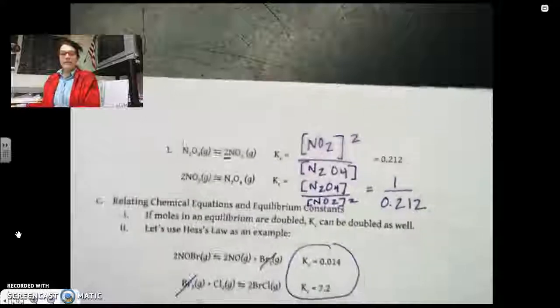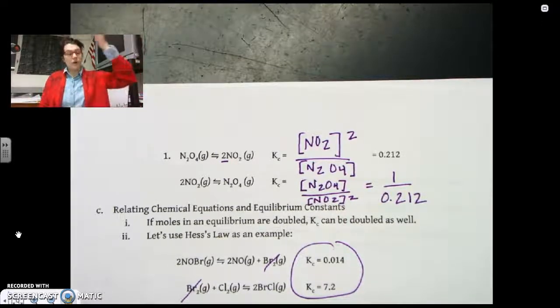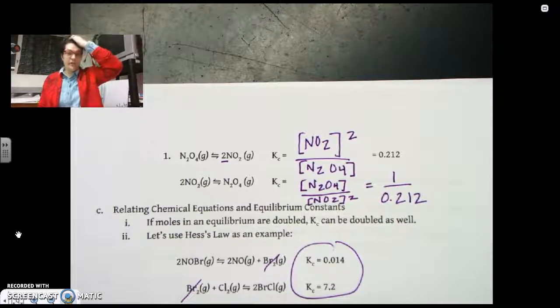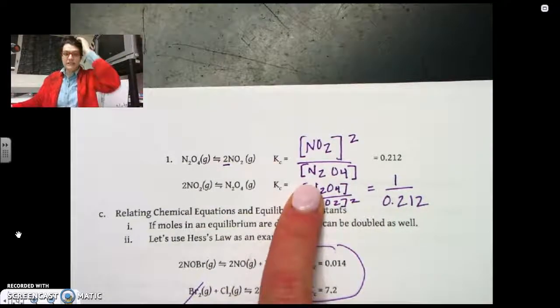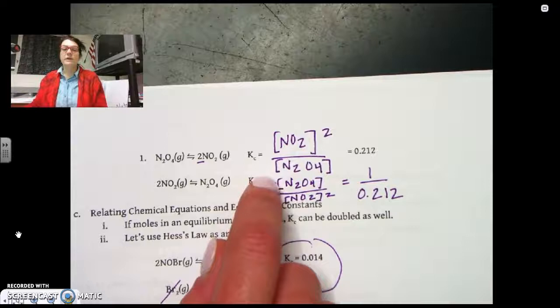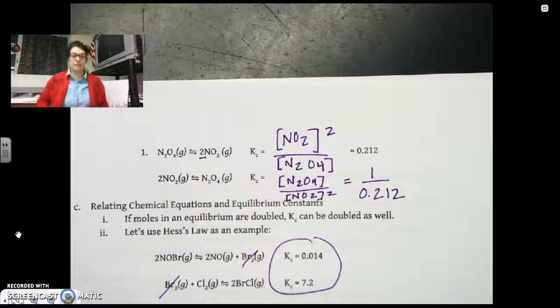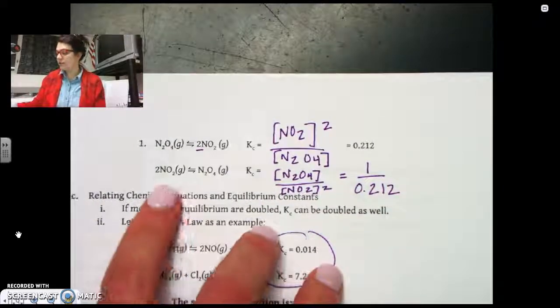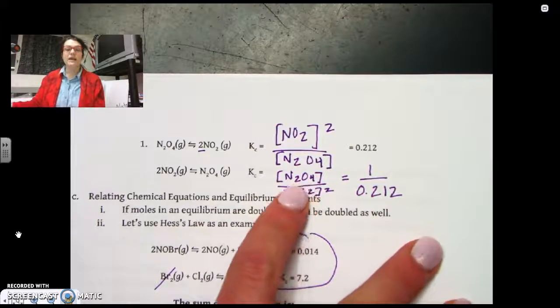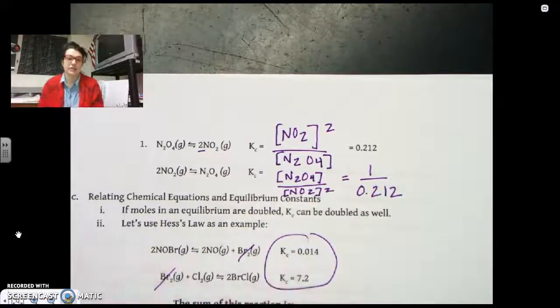For example, if I have N2O4 in equilibrium with 2NO2, you have to remember that the coefficient is your exponent for that value. So my Kc for this equation is going to look like this, and my Kc is 0.212 for this forward reaction, which means I probably have more reactants than products because my Kc is small. For the flipped reaction, the Kc is going to be N2O4 over NO2 squared, which means I then have to inverse the Kc, which will be 1 over 0.212.